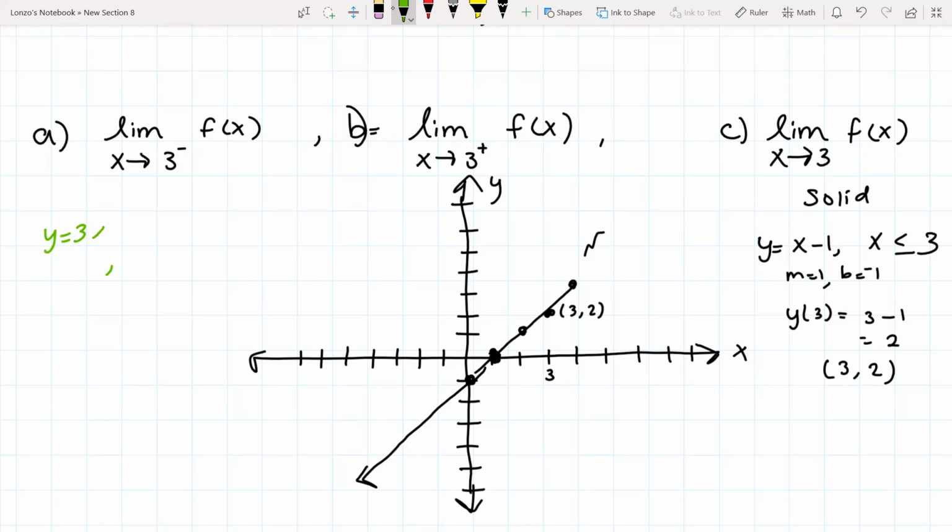So our other graph is y equals 3x minus 7, where the boundary is x greater than 3. This is a linear line, our slope is 3 and our b is -7. First, let's figure out what the y value is when x is 3. That would be 3 times 3 minus 7, which is 9 minus 7, that's 2. So the point is (3, 2). Let's plot that point. (3, 2) is right here.